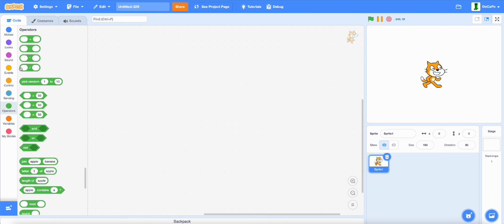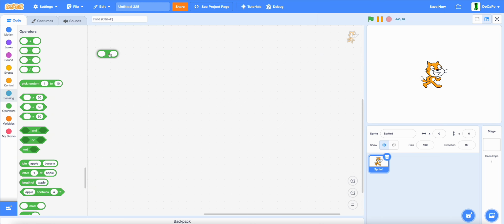So let's get started. First, we have the addition, which is basically adding numbers together. Subtraction, basic subtraction like this. Multiplication like this. And division like this. Then we have pick random, which, as the name suggests, picks a random number from this number to this number. And it can even use negatives like this.